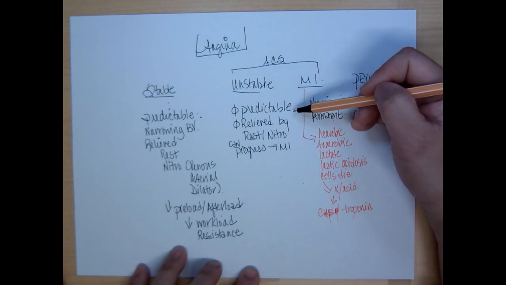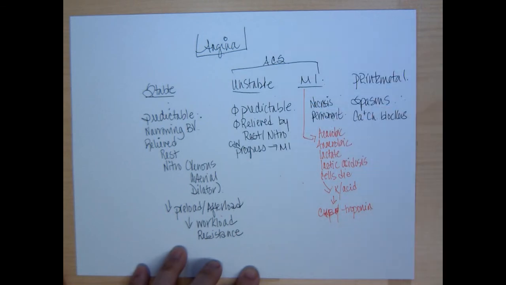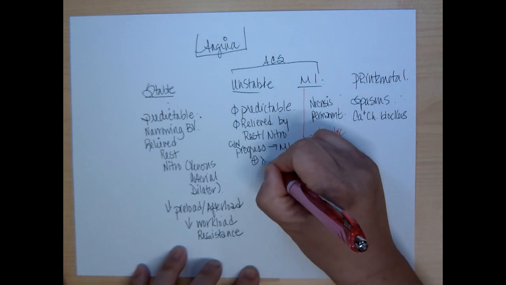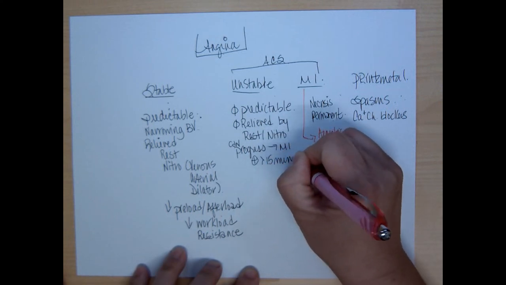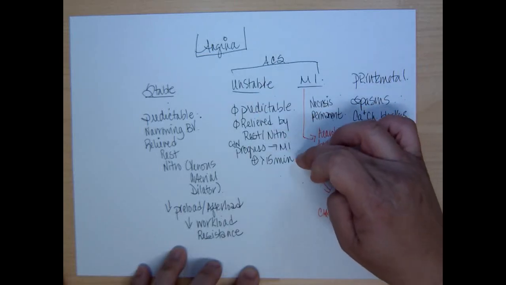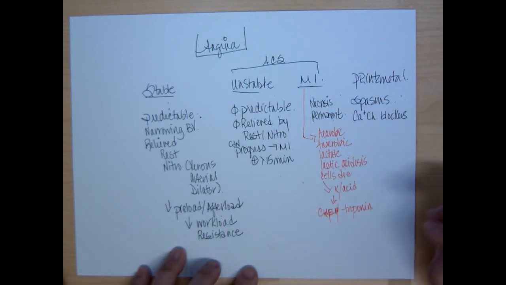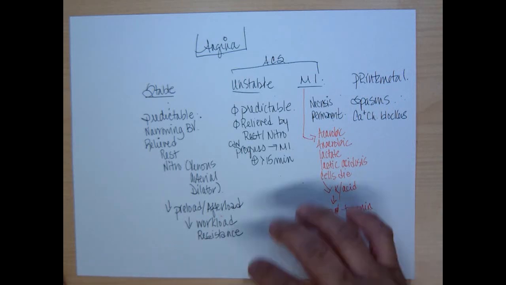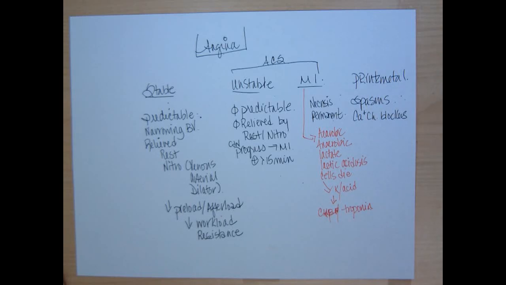It has an unpredictable pattern, is not relieved by rest or nitroglycerin, and can progress to an MI, usually lasting greater than 15 minutes. That's never a good picture, because then you're talking about somebody who may have an unstable plaque, and if it ruptures or breaks off, it's going to progress pretty fast to thrombus formation that could end up with somebody in an MI.